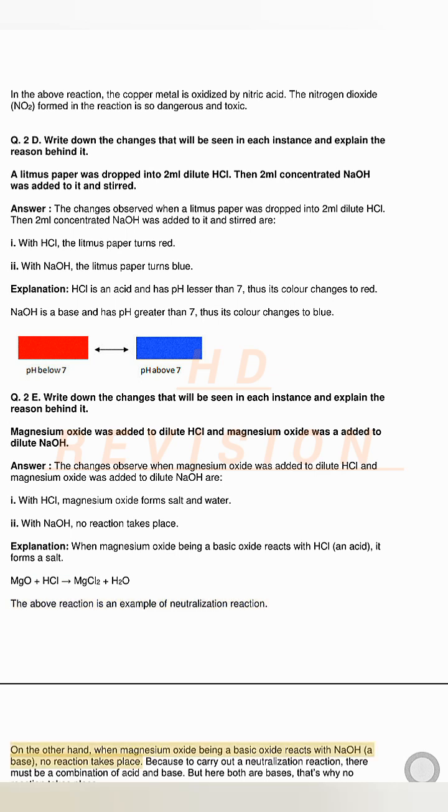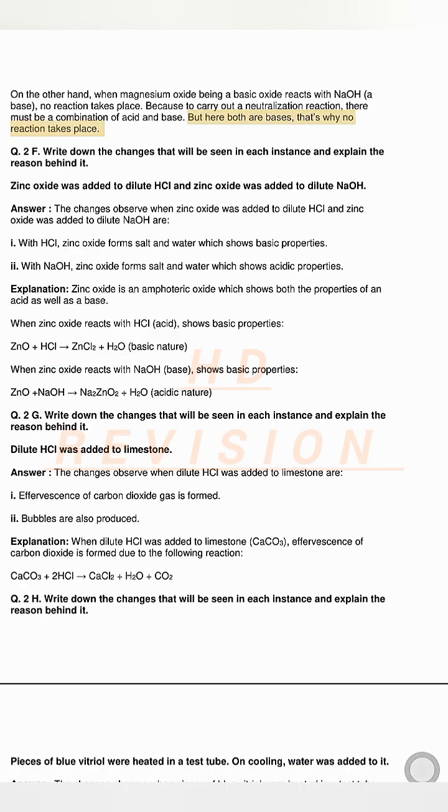On the other hand, when magnesium oxide, being a basic oxide, reacts with NaOH, a base, no reaction takes place. Because to carry out a neutralization reaction, there must be a combination of acid and base. But here both are bases, that's why no reaction takes place.